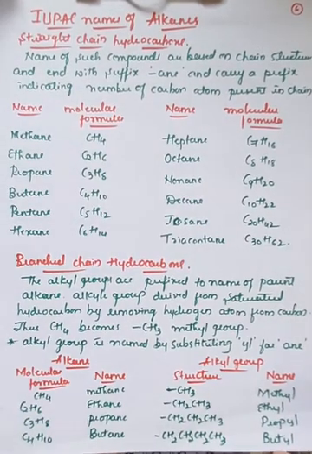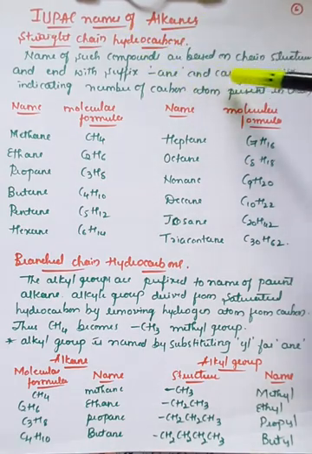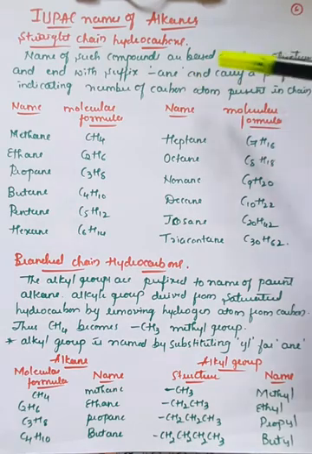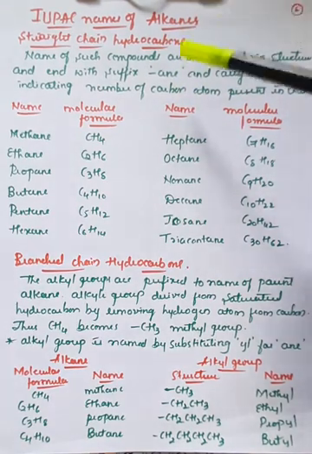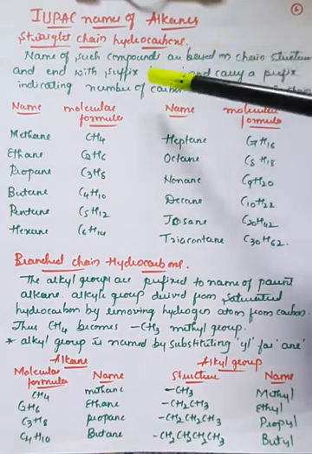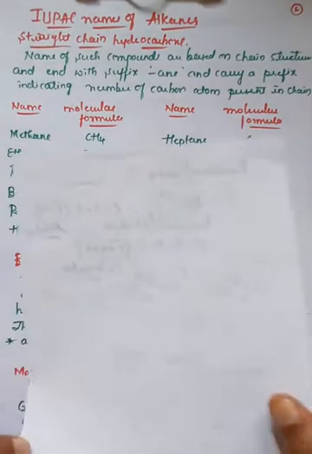Further, if you go for the IUPAC names of some alkanes, alkanes are generally called straight chain hydrocarbons. The names of such compounds are based on the chain structure and end with the suffix ane. If you observe alkane, it ends with ane and carries a prefix indicating the number of carbon atoms present in the chain. So here is the nomenclature of alkanes.